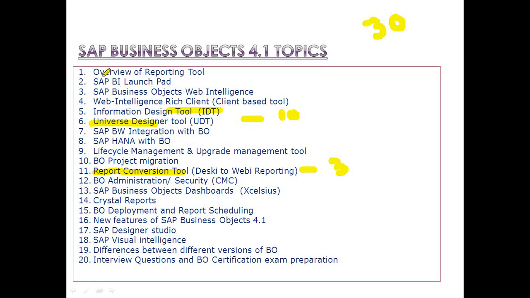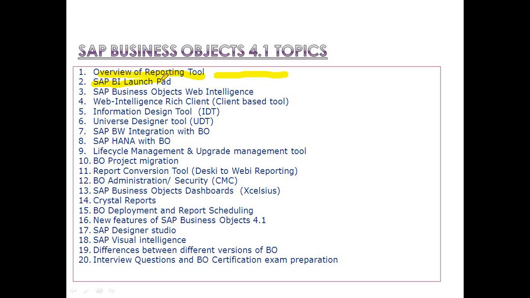Okay, so there are 20 topics. The first topic is the overview of the reporting tool. What it means is: what is a reporting tool, what is the purpose of reporting, and how these reports help the end users. Finally, the decision makers take decisions based on our reporting data. That we are going to discuss in the overview of the reporting tool.